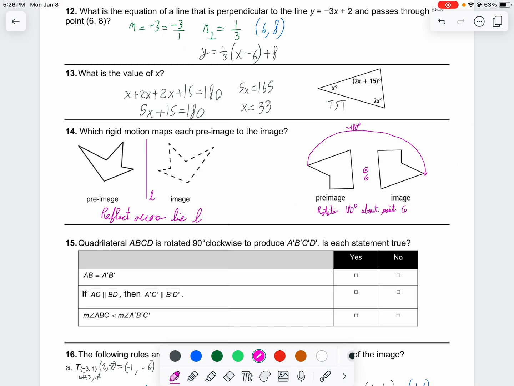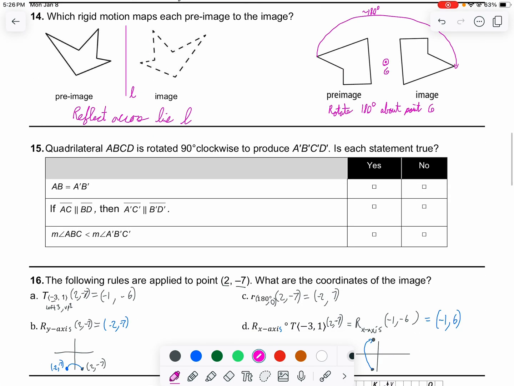All right. Next problem. Quadrilateral ABCD is rotated 90 degrees clockwise. Is each statement true? AB is congruent to A prime B prime, or their distances are the same. Yes. If AC is congruent to BD, then A prime C prime is congruent or is parallel to B prime D prime. Yes. And the measure of angle ABC is bigger than the measure of angle A prime B prime C prime.